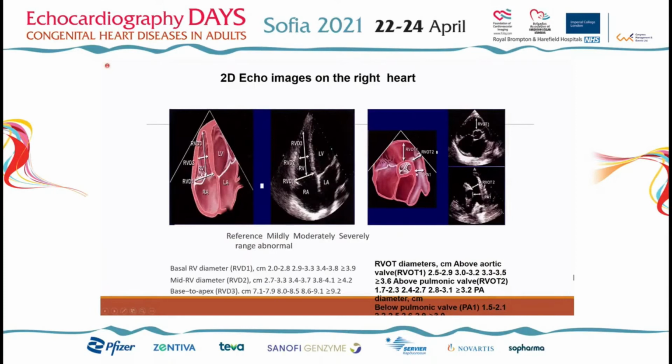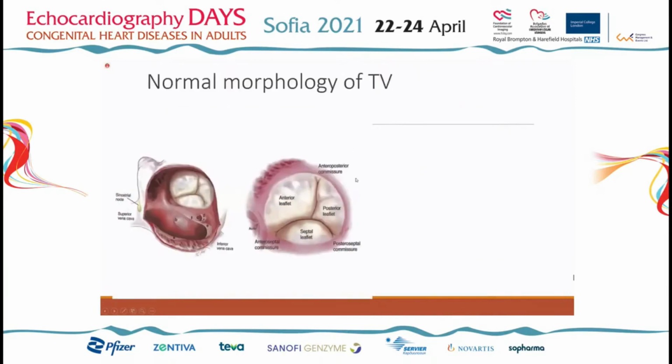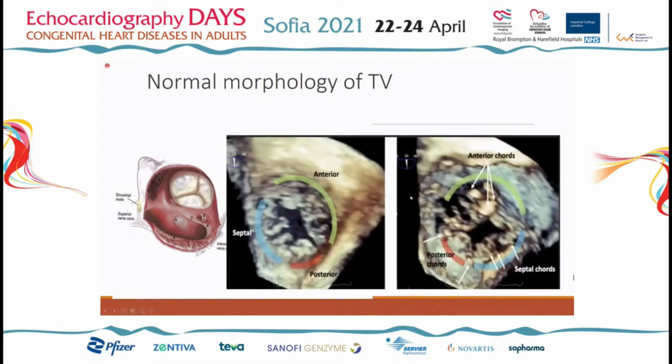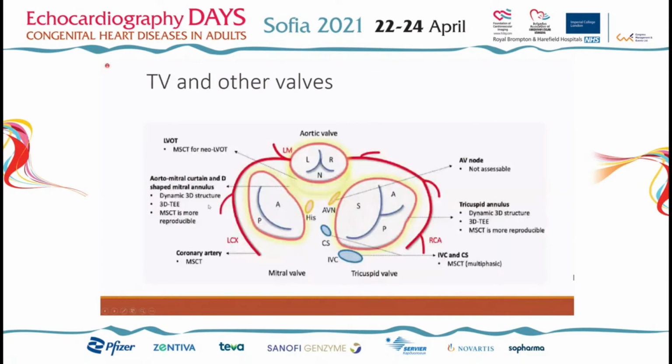So nowadays we have the possibility to see the face of the valve with the 3 leaflets when we're using tricuspid 3D echocardiography, which makes it possible to analyze the anterior, septal and posterior leaflets, and how they connect with the other structures in the right ventricle.